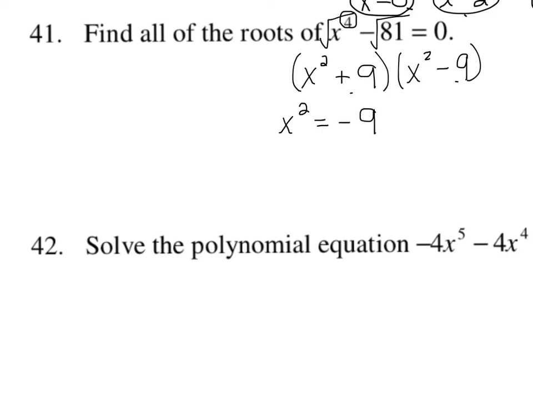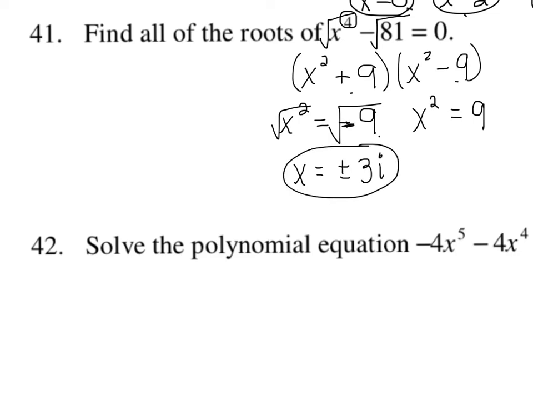one, x squared, will equal -9, and the second one will equal +9, and we have one more step to get x all by itself. When we square root both sides, we get plus or minus. The square root of 9 is 3, and the square root of a negative is i. So there's 2 answers. And when we square root the other equation, we get x equals plus or minus 3. So there's all 4 roots. 2 real, 2 imaginary.